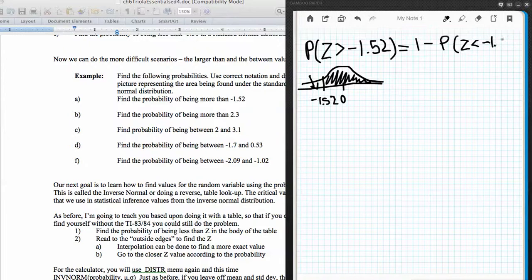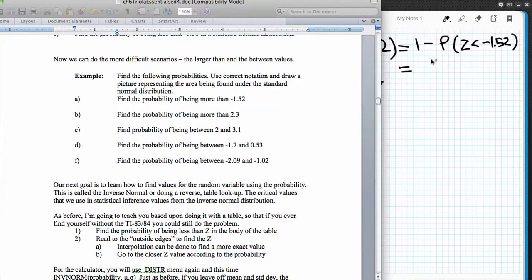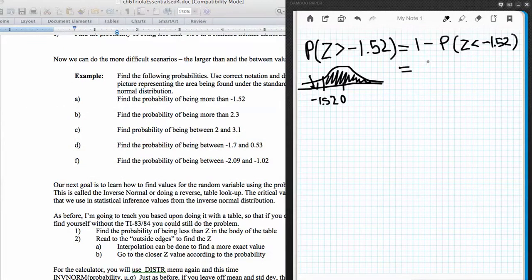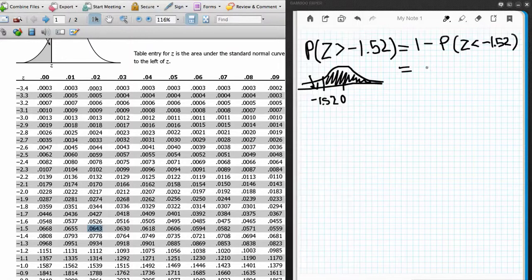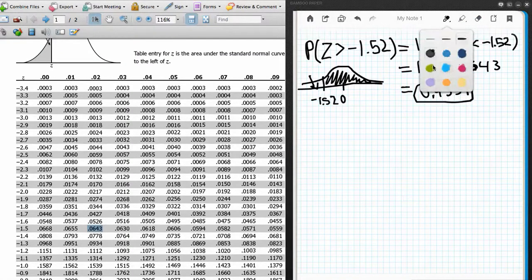So I can go and look up the negative 1.52 in my table. So let's go to the table. There's my negative 1.52, so this is 1 minus 0.0643, and now subtracting it from 1, 0.9357, just like we had in the last problems. Okay, now moving on to the next one.